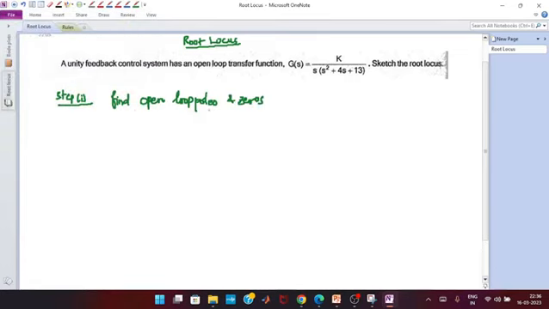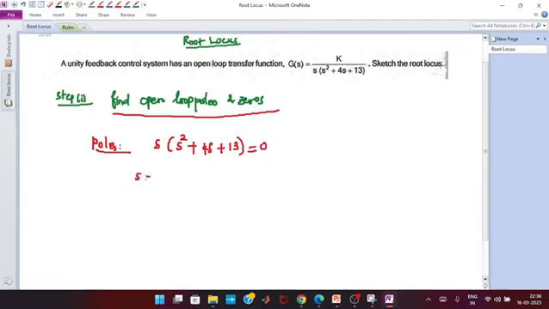If you want to find the open loop poles, you equate the denominator term equal to 0. Here the denominator is s into (s squared plus 4s plus 13) equal to 0. Either I can equate s equal to 0, or I can equate s squared plus 4s plus 13 equal to 0. So s equal to 0 is one pole. For another pole, if you solve this equation in the calculator, the value is s equal to minus 2 plus or minus j3.